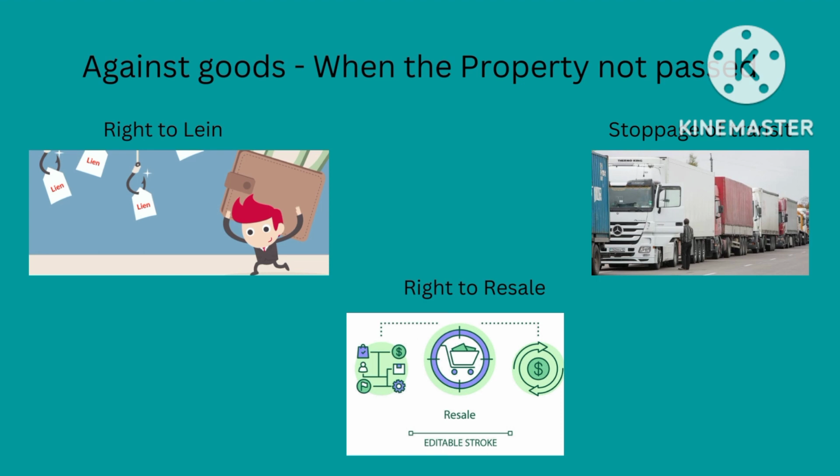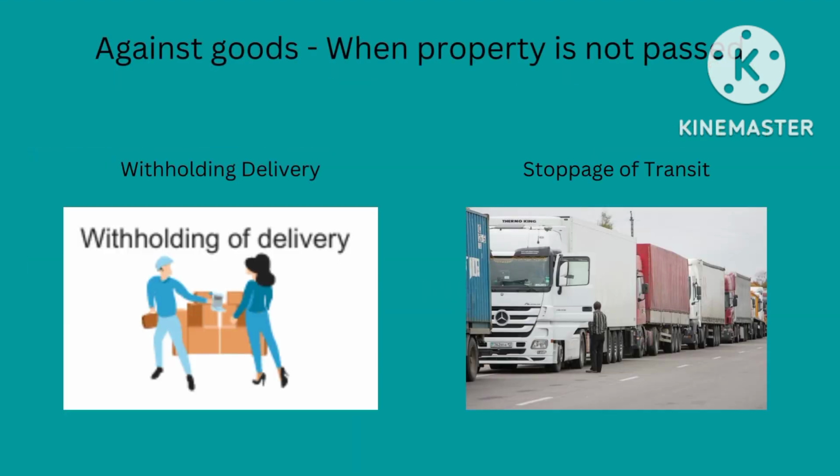Coming to the right of resale, this is done in most cases of perishable goods. That is where the goods are of perishable nature, where he gives notice to the buyer of his intention to resell the goods, and the buyer does not, within a reasonable time, pay or respond to the tender of the price. In those cases he can go for resale. There is of course loss on the part of the seller, but still he can go for this right of resale to protect himself from the loss that he has gone through, or is going to go through.